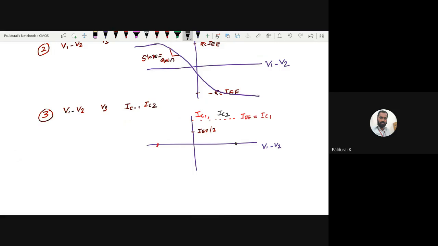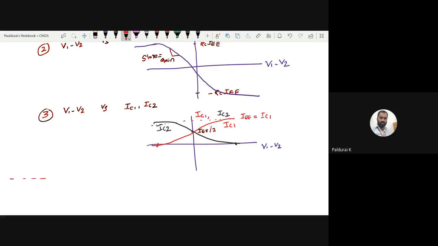But this time you will get some IC2, right? So how will the IC1 curve look? How will the IC2 curve look? So this color, this is my IC1, and this black color, this is my IC2.